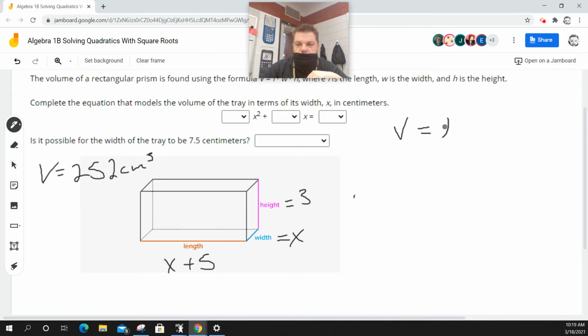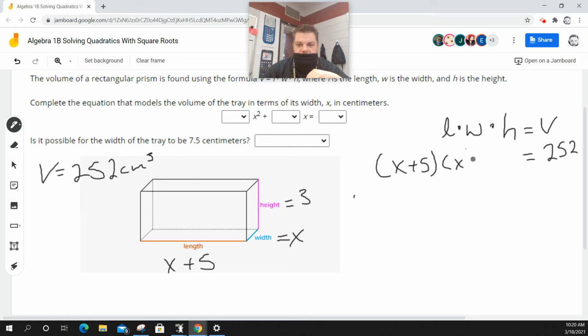So V is equal to L times W times H. Now I'm going to plug in all the information I have and try to come up with an equation. I'm going to write it differently, though, because it says equals over here. So I'm going to say equals 252. What equals 252? The length, which is X plus 5, times the width, which is X, times the height, which is 3. First I'm going to multiply 3 times X, and that gives me 3X. Everything else stays the same. X plus 5 times 3X is equal to 252.